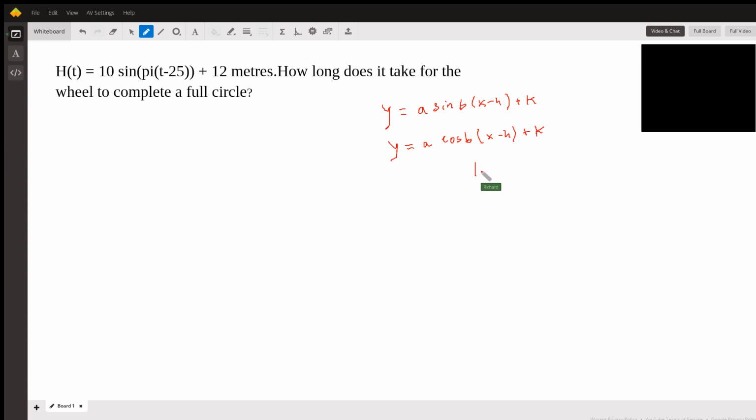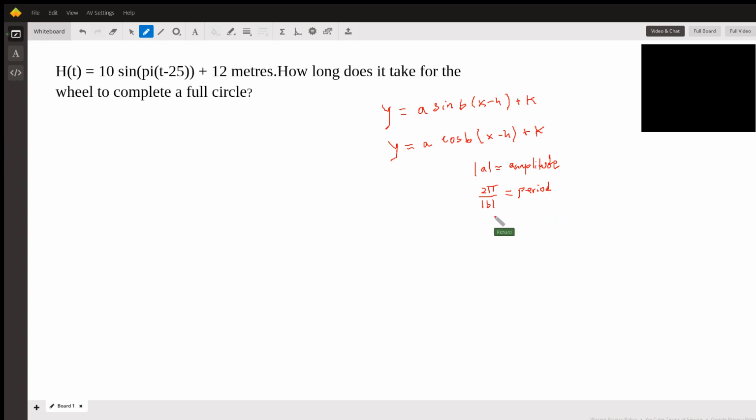So the absolute value of a is the amplitude of the curve. And 2 pi over the absolute value of b is the period of the curve, which is what they're asking about here. How long will it take to make one full cycle?